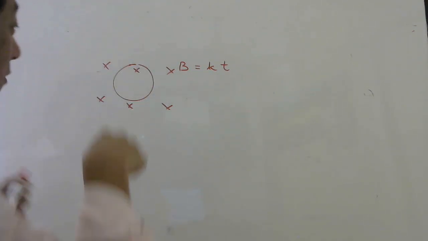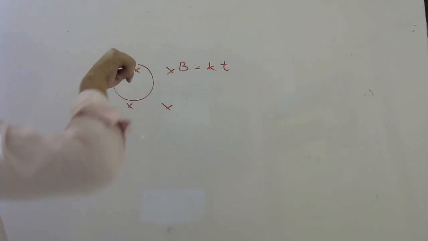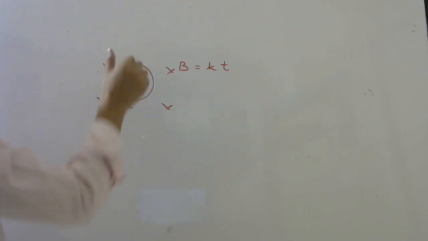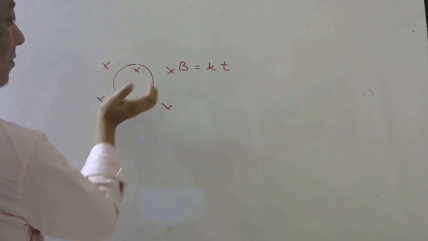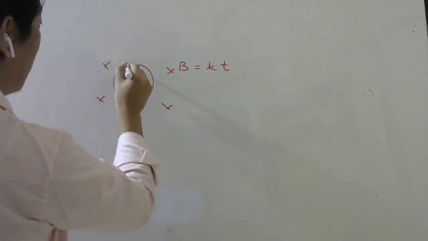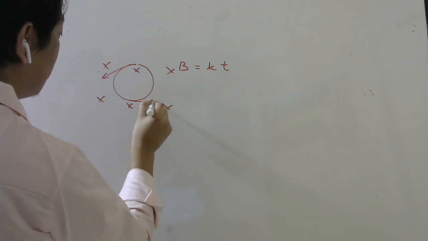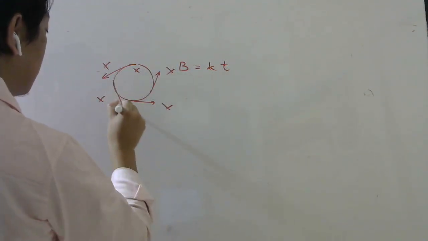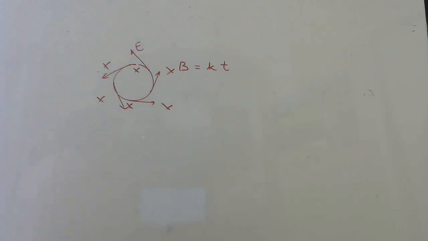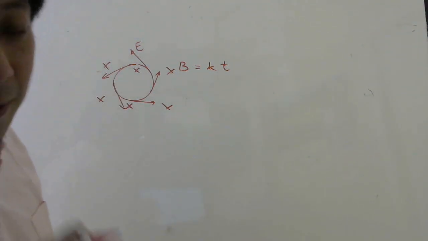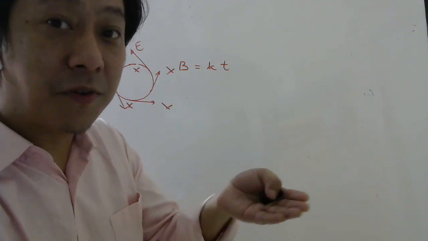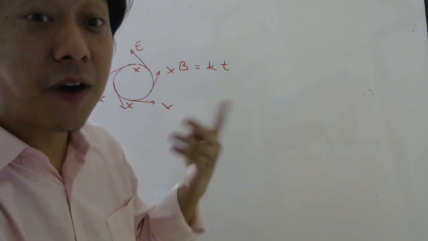Now you know that if B is increasing this way, to oppose this B there should be an induced current this way. To create current this way, there has to be an electric field this way, right? So this is the induced electric field. Here we don't apply Ampere's circuital law. Ampere's circuital law is applied to find the magnetic field. Here we have to use Faraday's law.